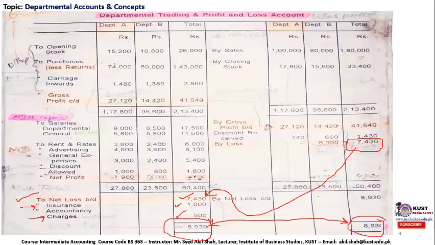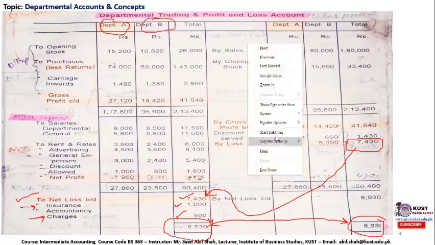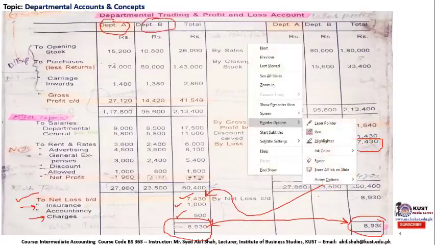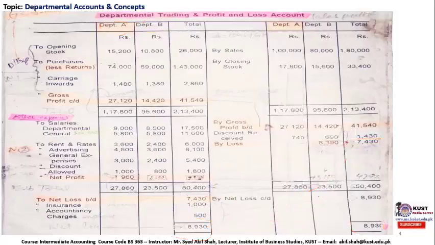So this is all about the departmental trading and profit and loss account and how to make it if there are two departments, how to make a complete departmental trading and profit and loss account. I hope you understand the division of different kinds of expenses between Department A and Department B. This is also known as the columnar basis of departmental accounts.